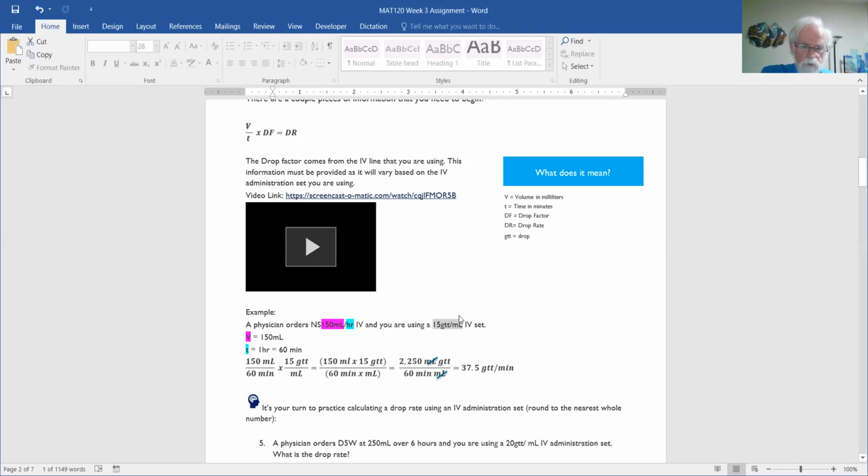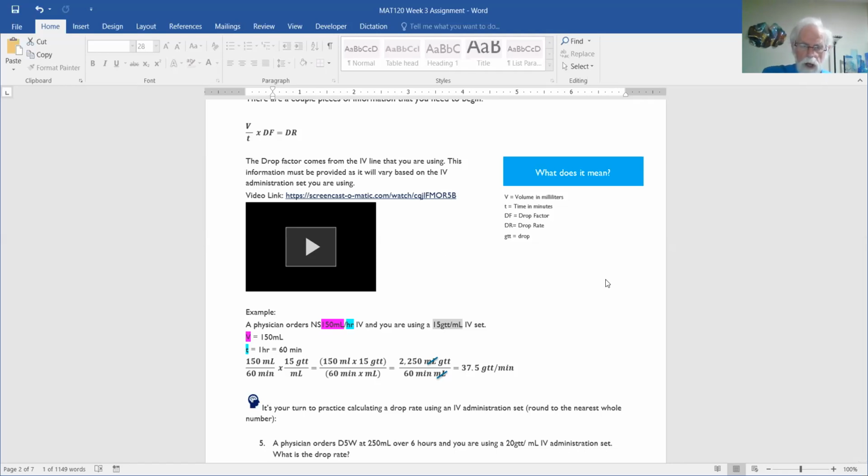So that 15 or 10 or 20 is called the drop factor. It's the number of drops per milliliter. The micro set is 60 drops per milliliter, and that's usually used when your infusion rate is about 1 milliliter per minute or less.